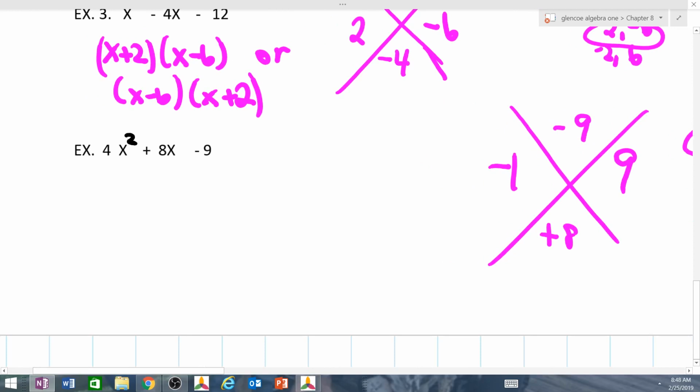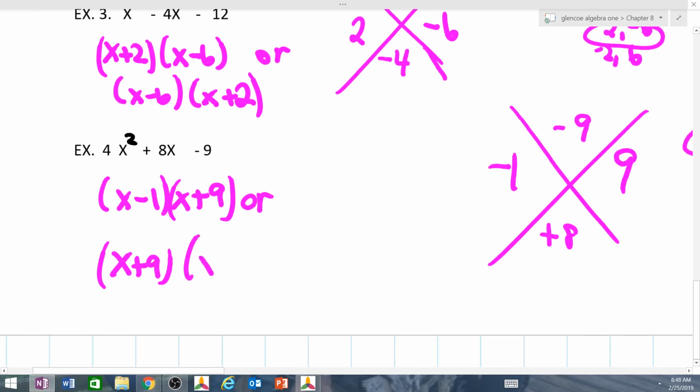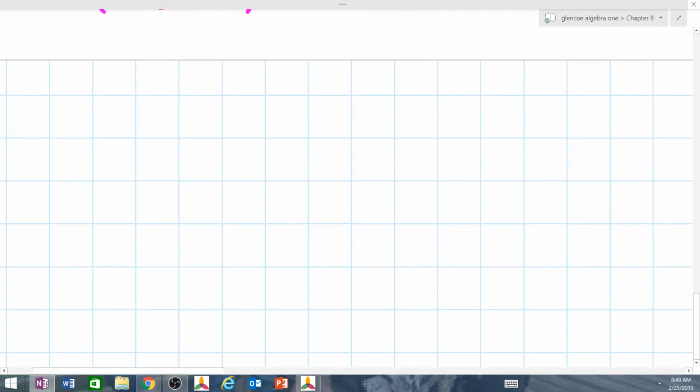So the final answer would be x minus 1 times x plus 9, or x plus 9 times x minus 1. Does anybody have a question? Okay. I want to teach you what happens if the coefficient of the first term is greater than 1. So let's move on.